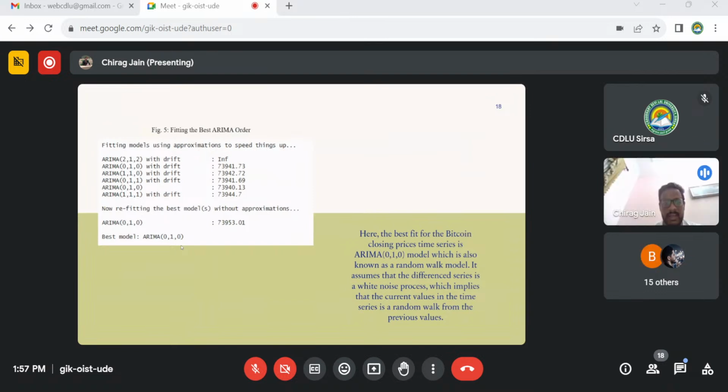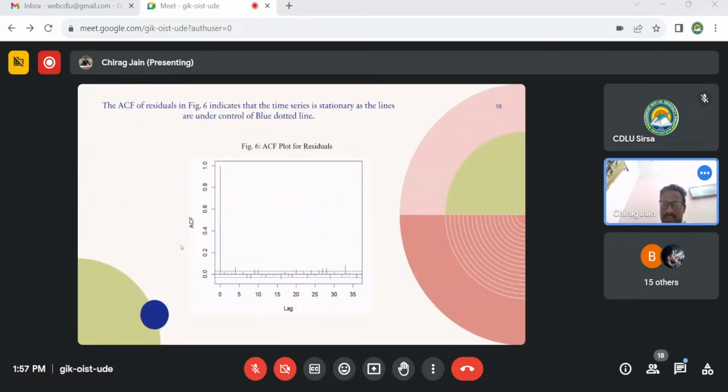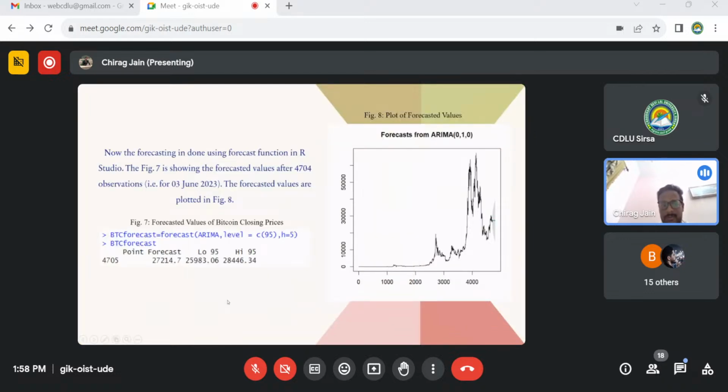So here I got 010, which is also known as random walk model. After applying the ARIMA model, I again drew the ACF plot for the residual just to check that the stationary problem or autocorrelation problem should not be there. Now most of the spikes are under the blue dotted line. So that means my data is not having the problem of autocorrelation. Now it's time to predict the value.